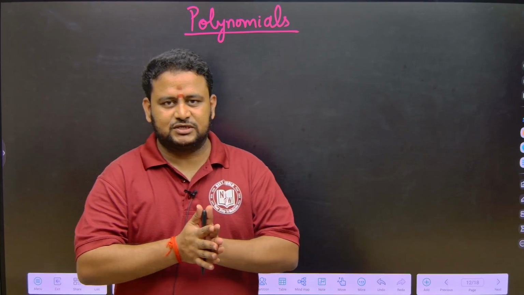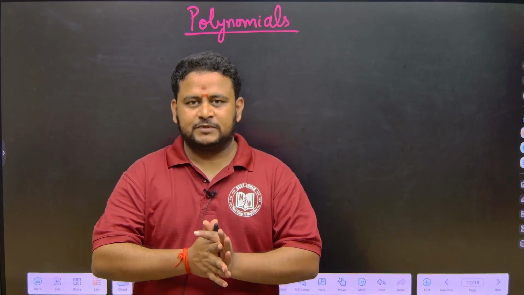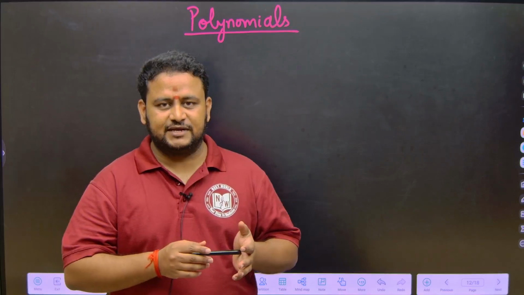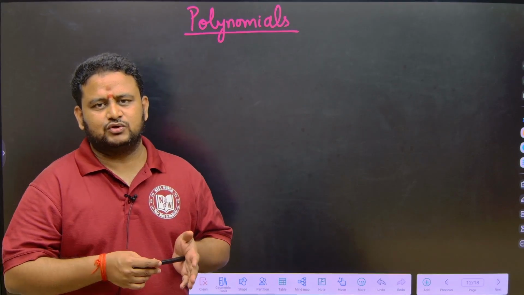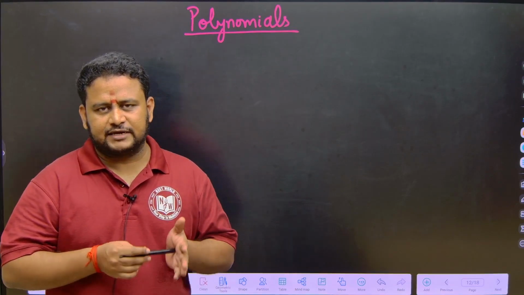Through algebraic expression, we also derived what is a polynomial. So, polynomial is a combination of constant and variable where the variable can be raised to any power, be it 0, 1, 2, like that.